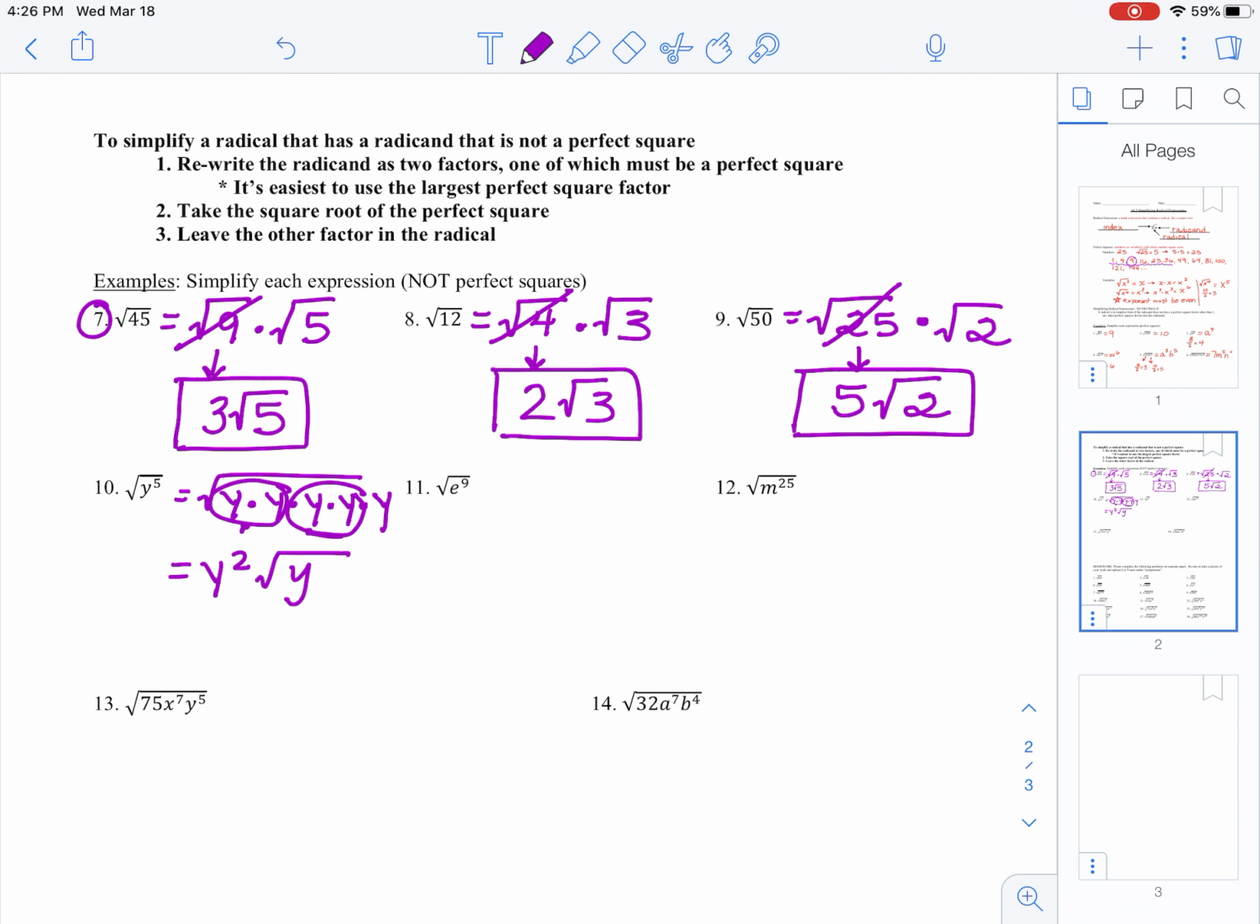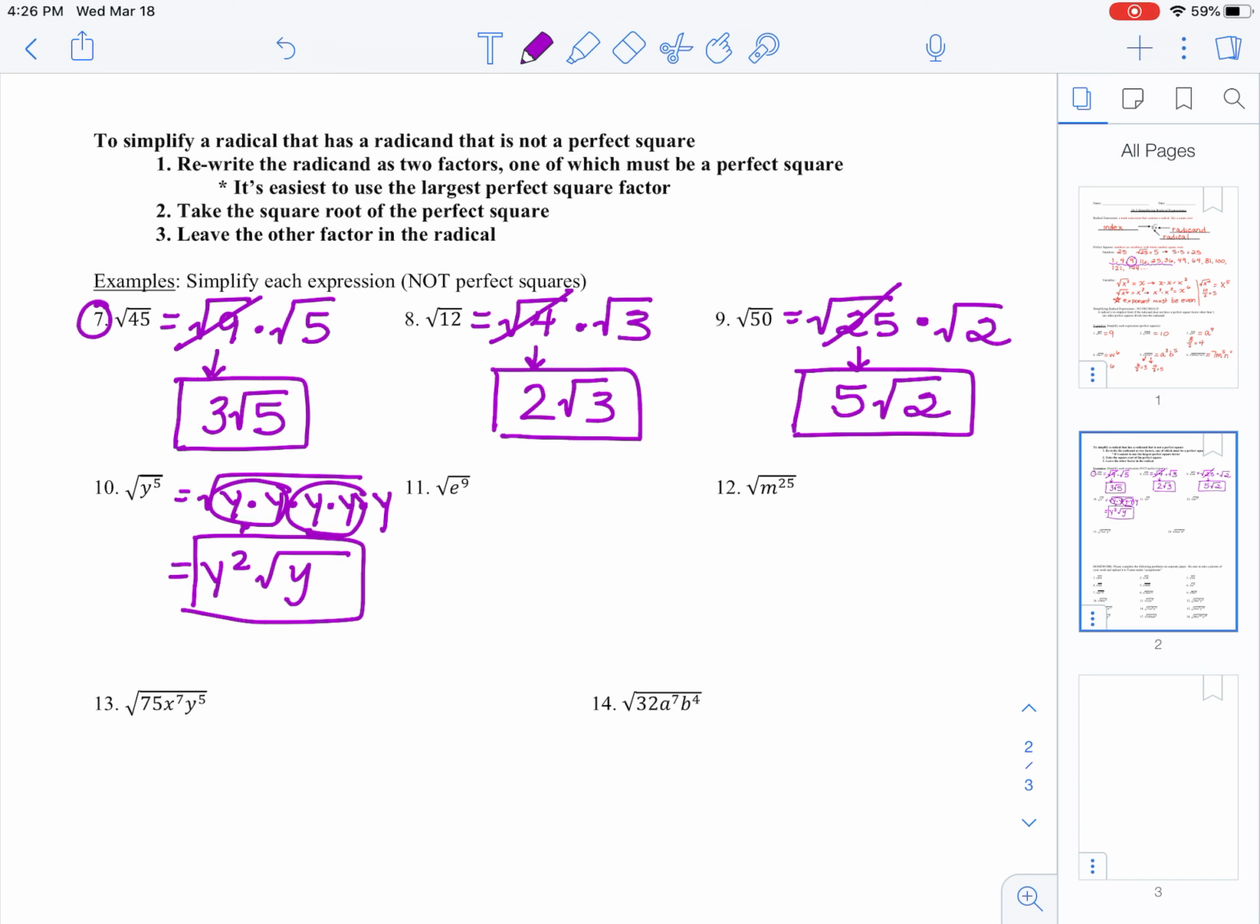So if I have 5 people, there are 2 couples. Those couples come out of the radical as y to the second power. And the 5th wheel stays at home all by himself underneath of the radical symbol. Okay, this is our solution.